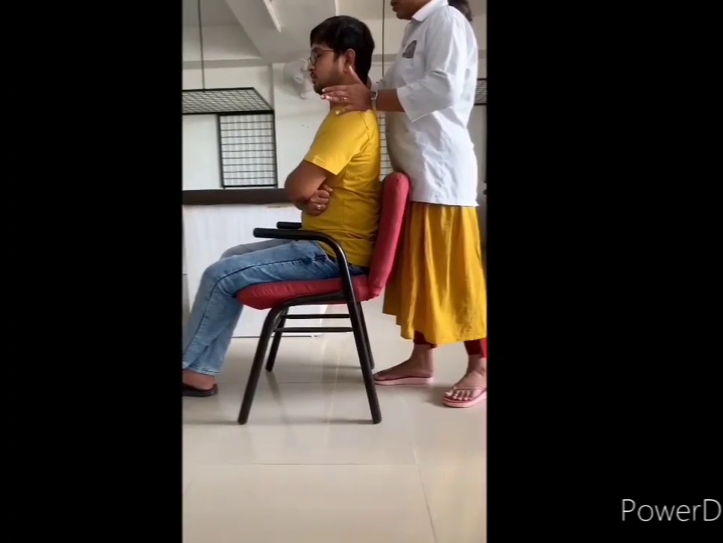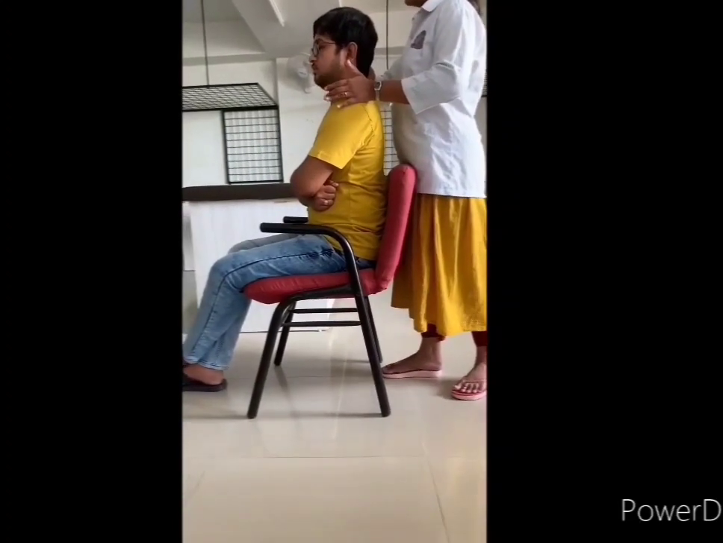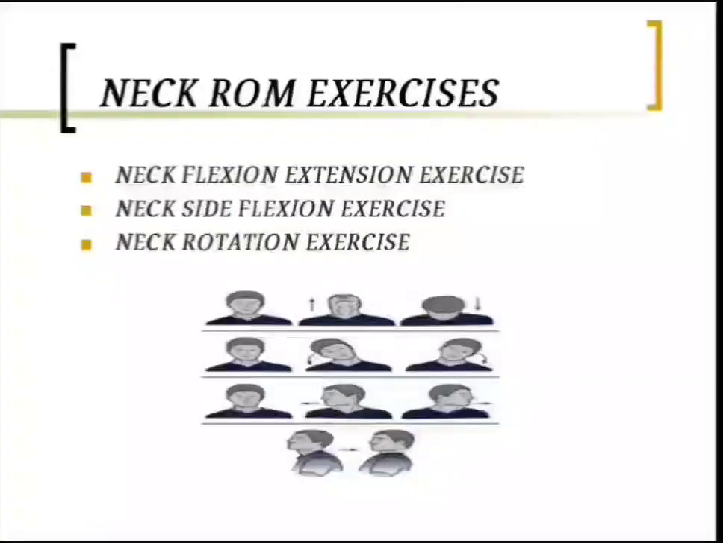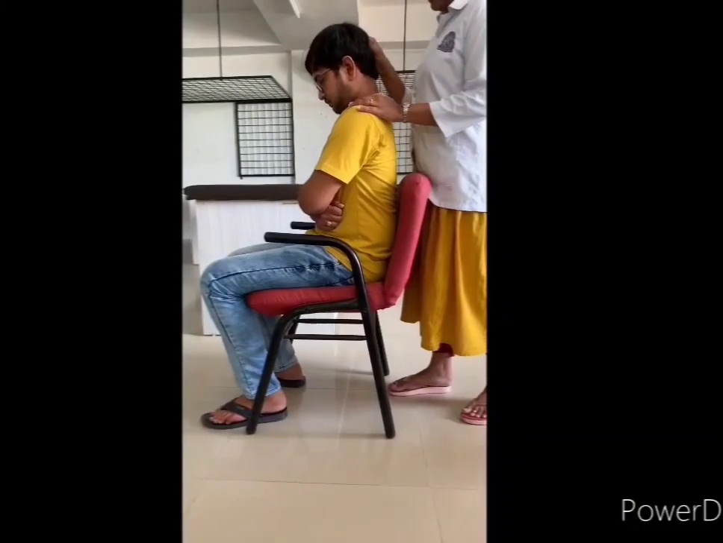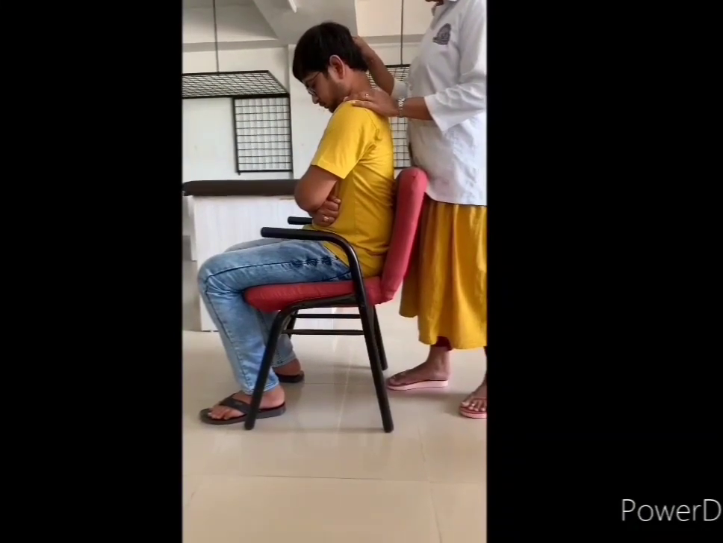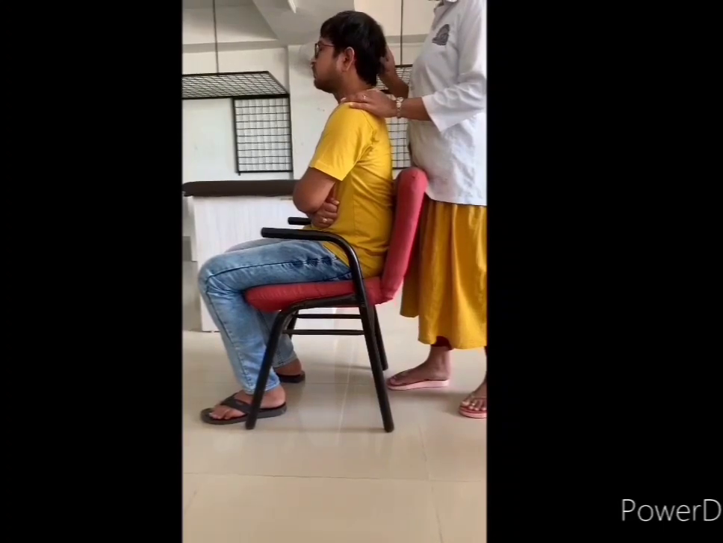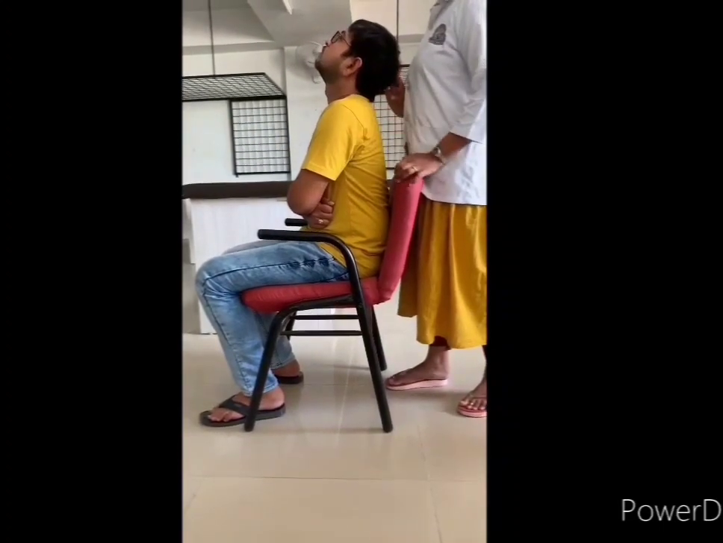Second exercise is neck range of motion exercises, which will help you to relieve your pain and improve the flexibility of your neck muscle. Repeat all these exercises 8 to 10 times twice a day. First is flexion and extension. Bend your neck forward and try to touch your chin and go back to neutral, and then extend it, going towards the ceiling as much as you can.